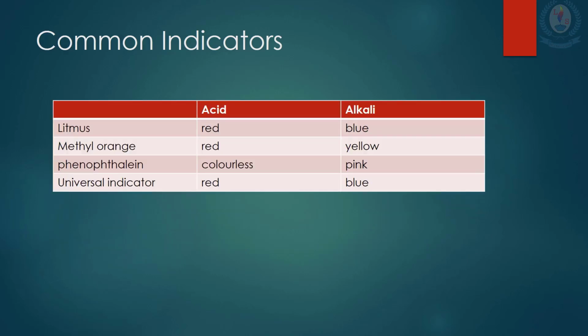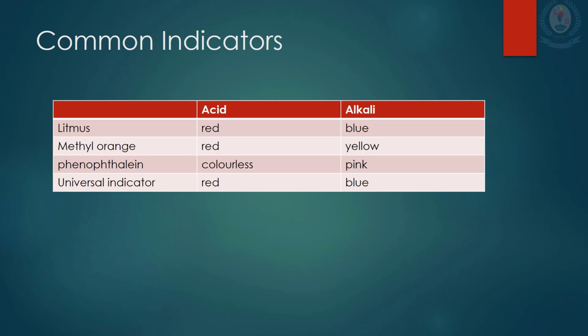So common indicators. Common indicators are litmus, methyl orange, phenolphthalein and universal indicator. Litmus indicator in acidic solutions will show red color. In alkali solutions it will show blue color. Methyl orange indicator in acidic solutions will show red color. In alkali solutions it will show yellow color.